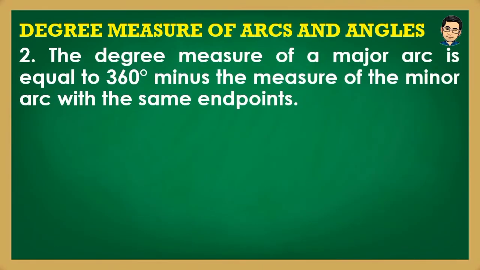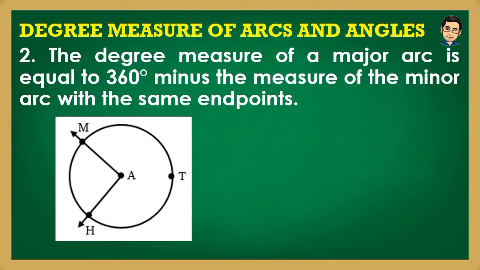Next, the degree measure of a major arc is equal to 360 degrees minus the measure of the minor arc with the same endpoints. So our minor arc earlier is MH. And then the major arc is what remains. So that is MTH with the same endpoints. The endpoints are these two. They must have the same endpoints.